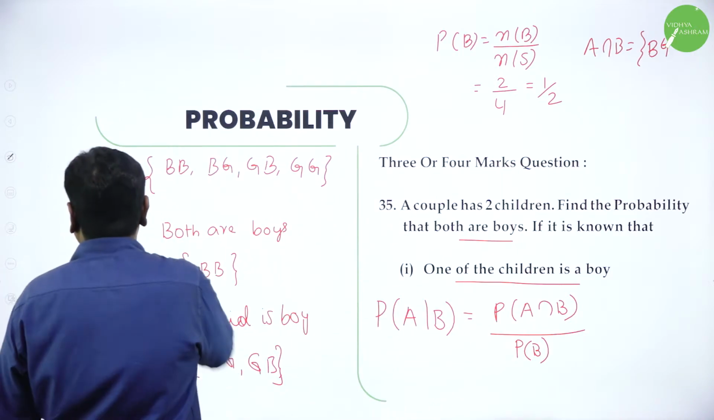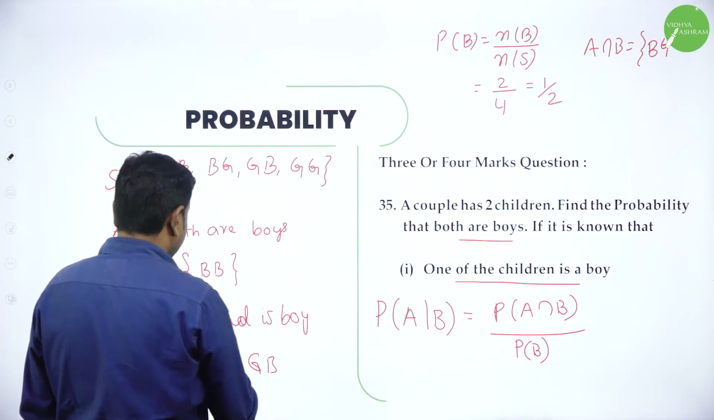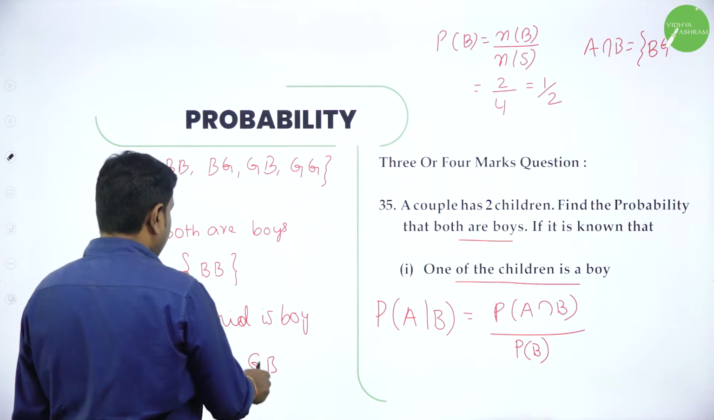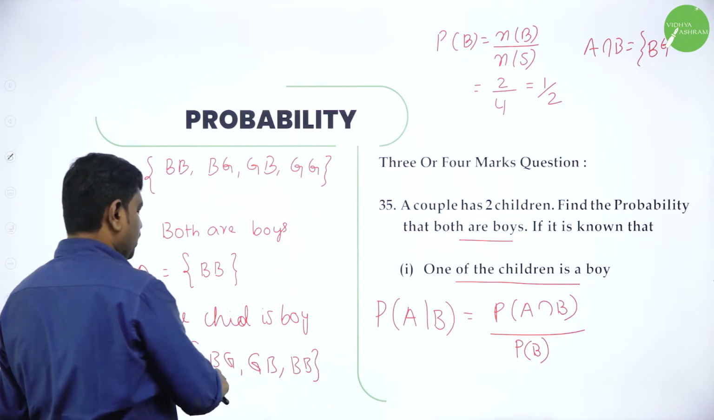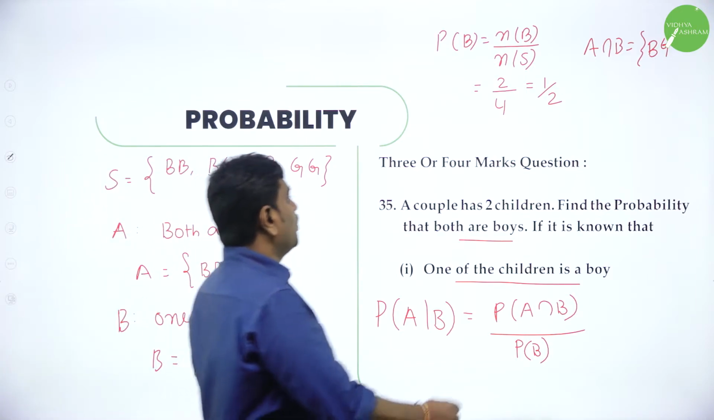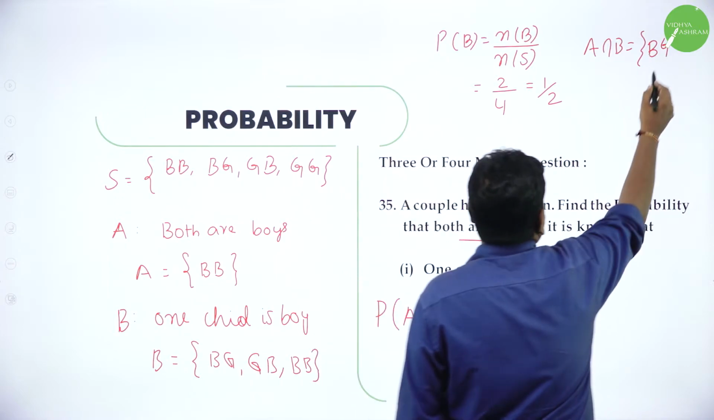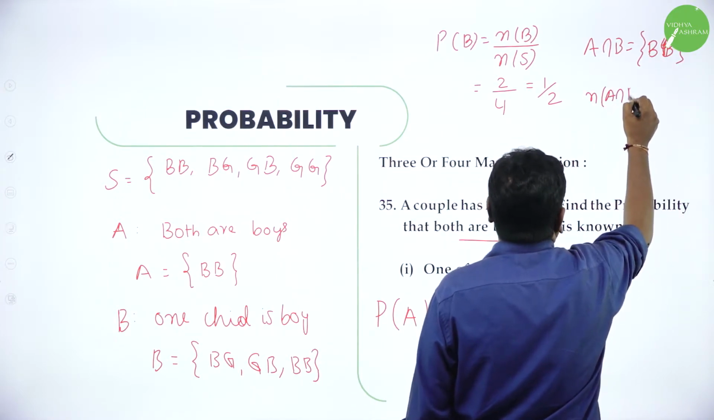So one of the children, see here, sorry. One of the children is boy means what? First one may be boy, second one may be boy. A is what? Both are boys. One of the children is boy means first one may be boy or second one may be boy or both may be boys. So now common is what? BB, 1. So N of A intersection B is 1.